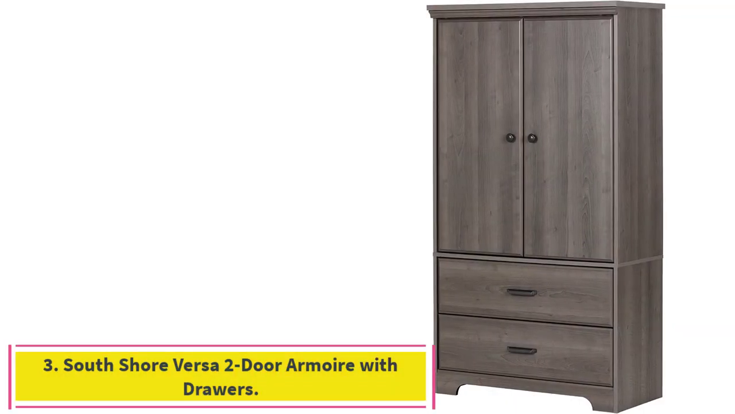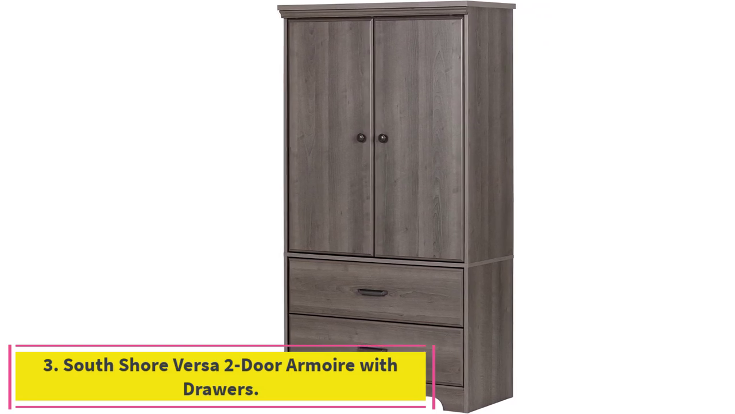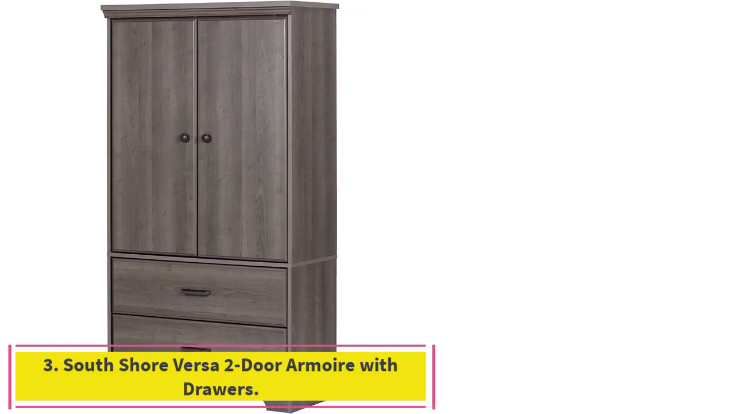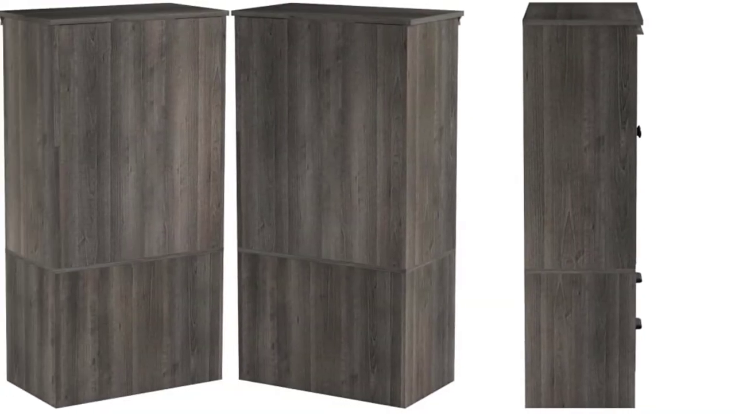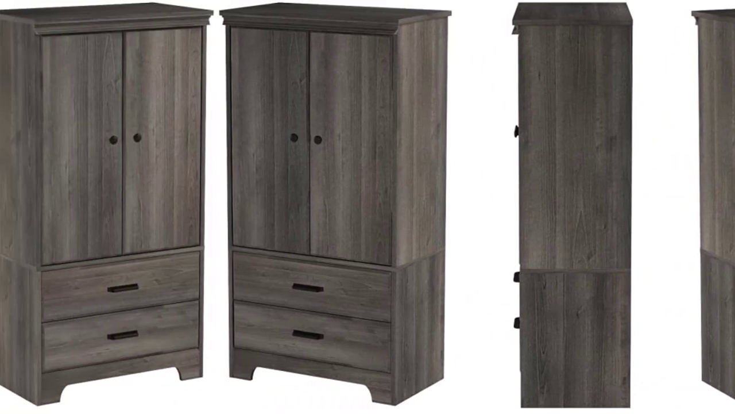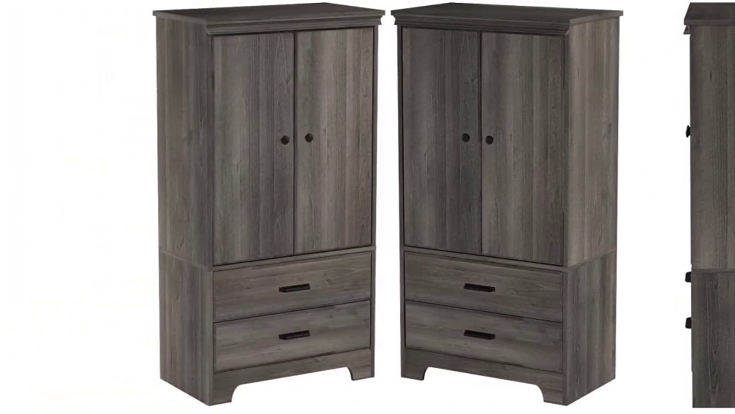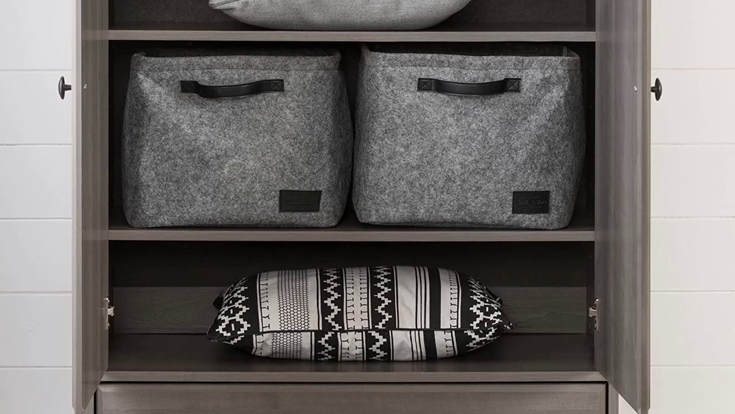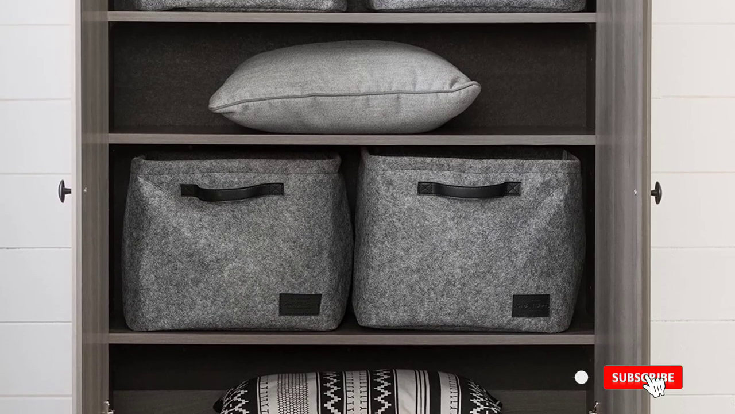Number 3. South Shore Versa 2-Door Armoire with Drawers. The South Shore Versa 2-Door Armoire with Drawers is a stylish and practical addition to any modern home decor. With 2 large drawers and 4 storage spaces featuring 3 adjustable shelves, it provides ample storage space for your bedroom or any room in your home.